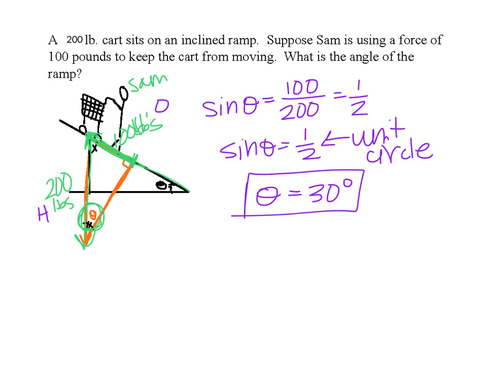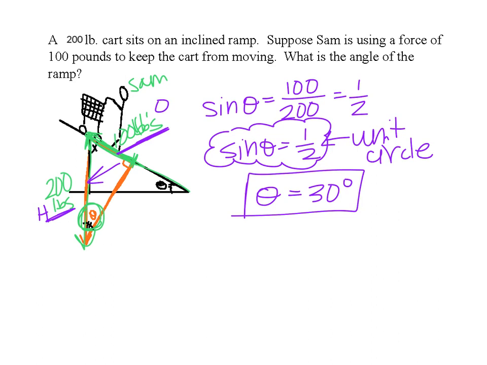All right, so hopefully you used sine. Sine of theta is going to be your opposite side over your hypotenuse. We know that's the hypotenuse because it's across from the 90-degree angle. You get sine of theta equals 100 pounds over 200 pounds, which is equivalent to 1/2. So you're solving sine of theta equals 1/2.